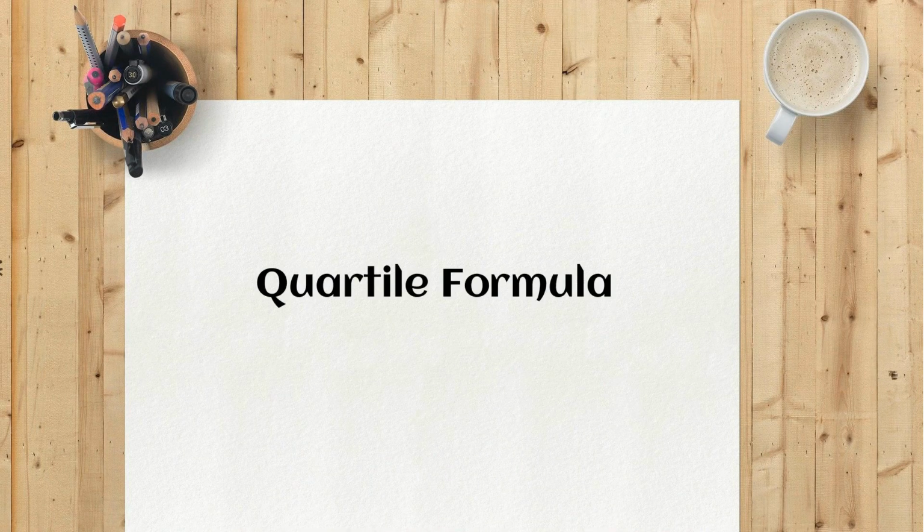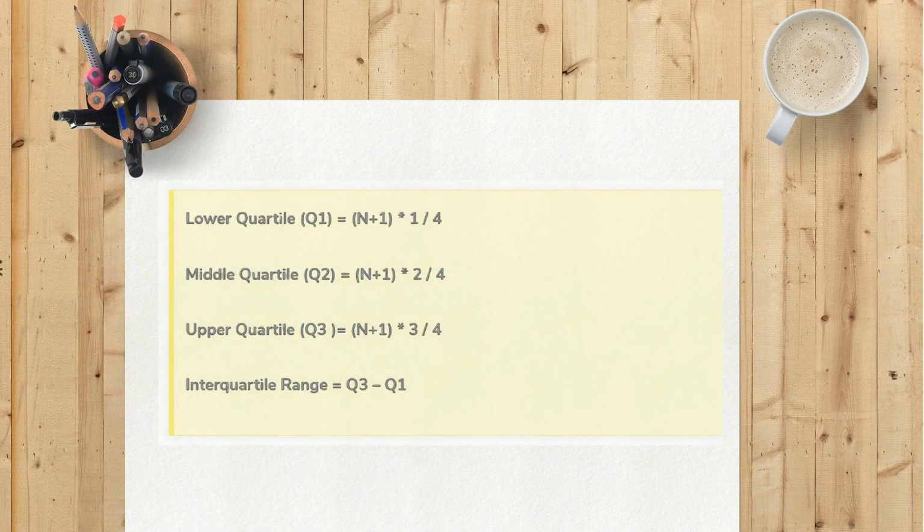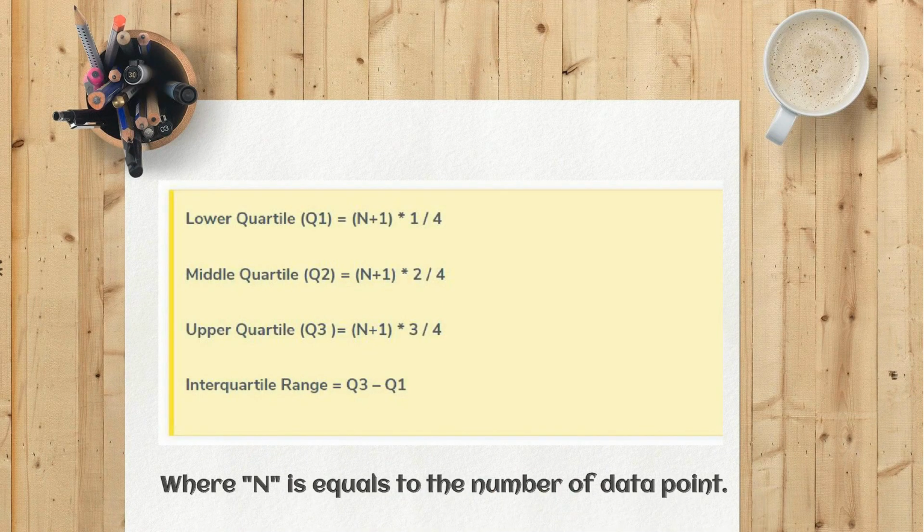Quartile formula. Lower quartile Q1 equals (n plus 1) multiplied by 1 by 4. Middle quartile Q2 equals (n plus 1) multiplied by 2 by 4. Upper quartile Q3 equals (n plus 1) multiplied by 3 by 4, where n is equal to the number of data points.